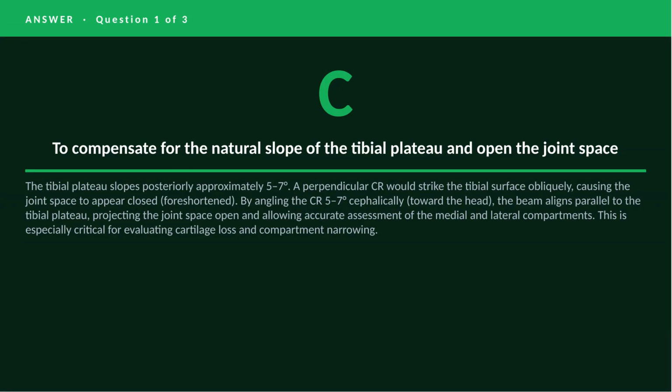The answer is C, to compensate for the natural slope of the tibial plateau and open the joint space. The tibial plateau slopes posteriorly approximately 5 to 7 degrees. Without the cephalic angle, the beam strikes the surface obliquely and the joint space appears closed or foreshortened, making compartment assessment unreliable. The cephalic angle aligns the beam parallel to the plateau, projecting the joint space open. This is especially important for detecting cartilage loss and compartment narrowing.